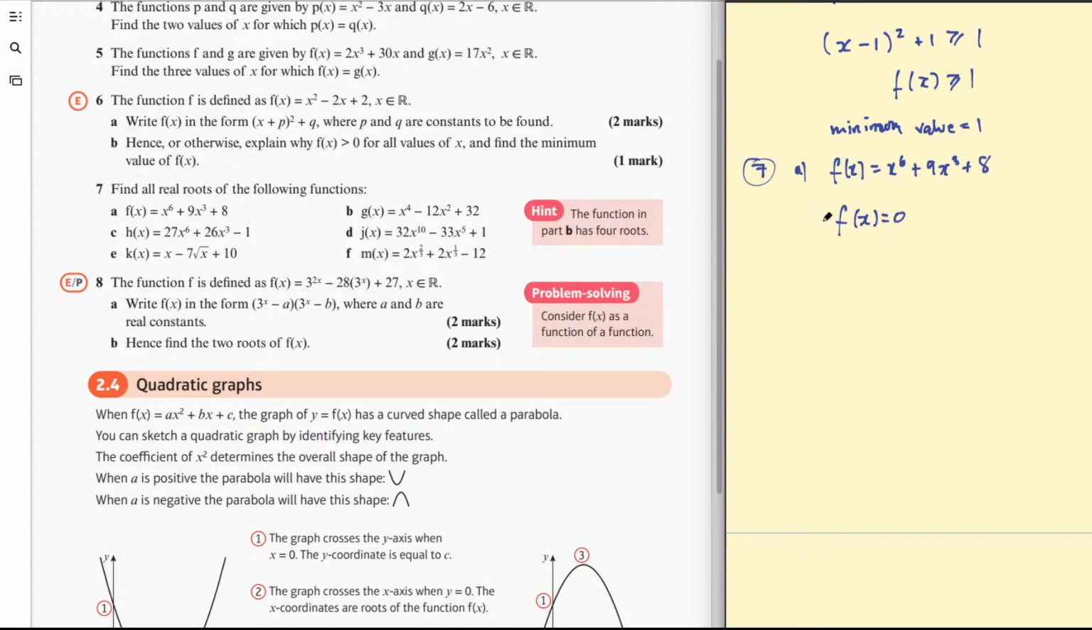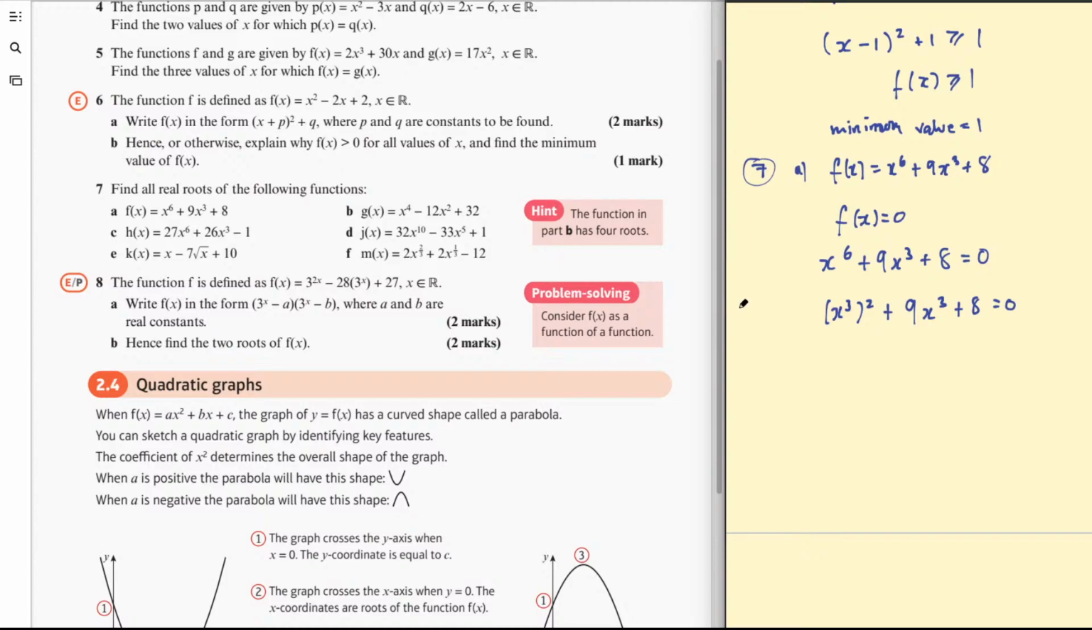Okay, so what we're doing, we're saying when f of x equals 0, this expression equals 0. And then we want to write it in quadratic form, so we can write x to the power 6 as x cubed squared. Remember your index laws. Plus 9 times x cubed, and then plus 8.